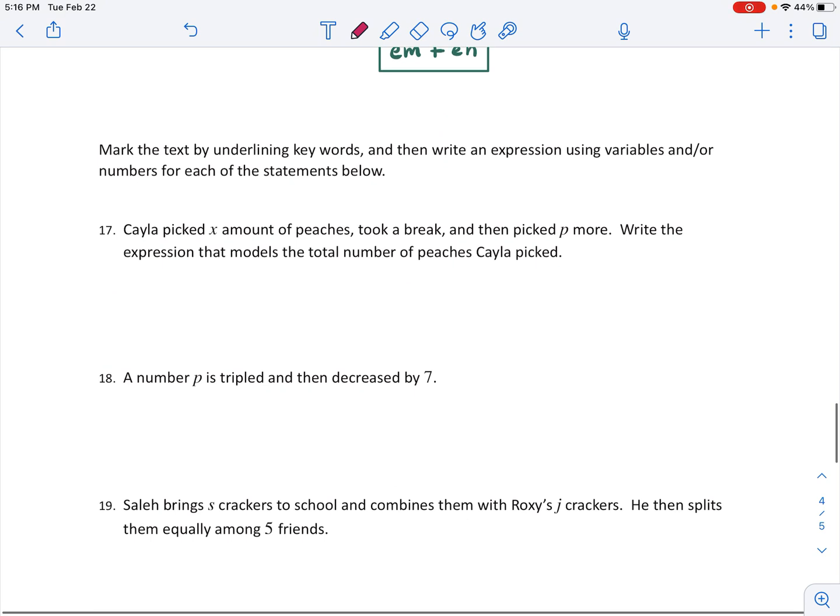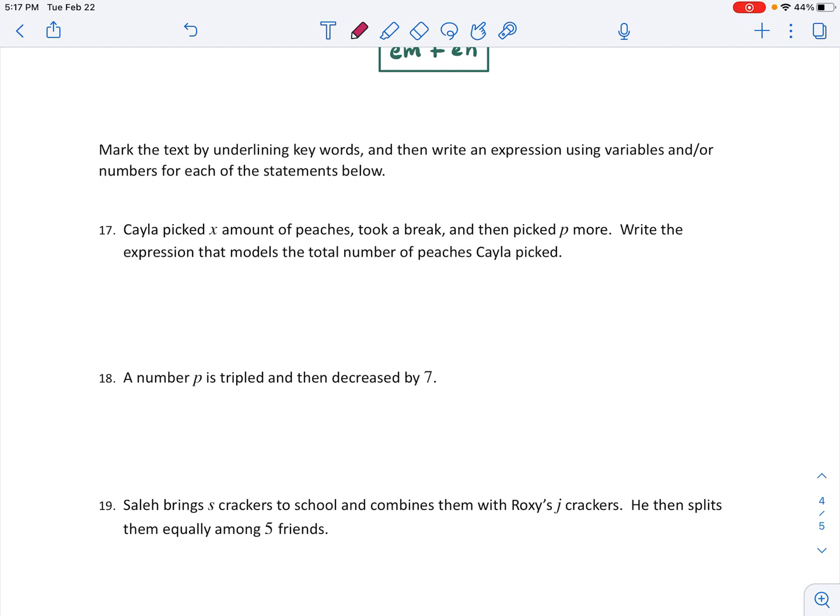All right, the next part says, mark the text by underlining keywords and then write an expression using variables and/or numbers for each of the statements below. So this is what we did on the very last lesson that I taught, lesson 17. They're giving us real world examples, and we're going to have to write an expression depending on what they give us.